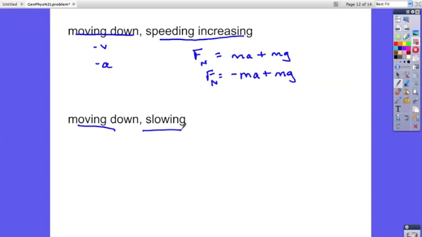And moving down, slowing, well, that's a negative velocity, but if you're slowing down, the acceleration would be opposite your velocity, and so it would be positive. So the normal force, again, in this case, would be ma, this being a positive term, plus mg. So when you get to the ending, if you're taking a ride in the elevator moving down, and you get close to the end and you slow, you start to feel heavier, and the scale reading would be bigger than your actual weight. We're actually going to do a lab where you're going to get on an elevator and do all this, so you'll be able to watch that scale reading go up and down.